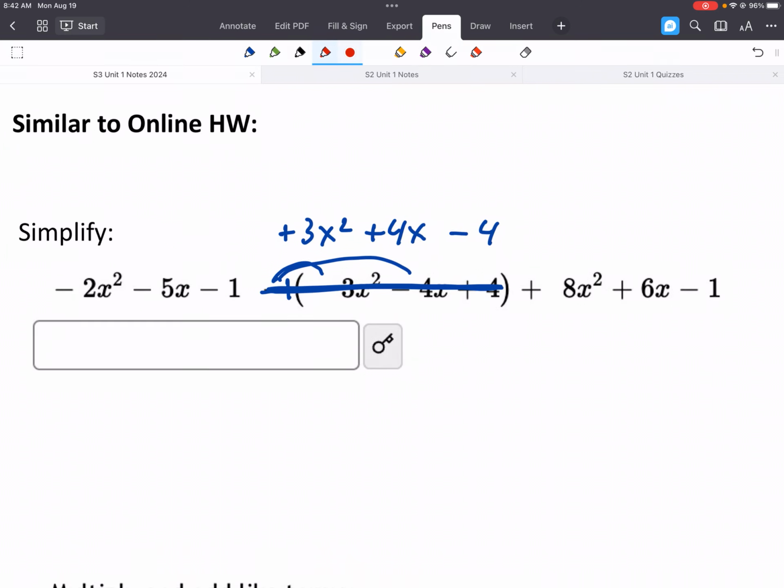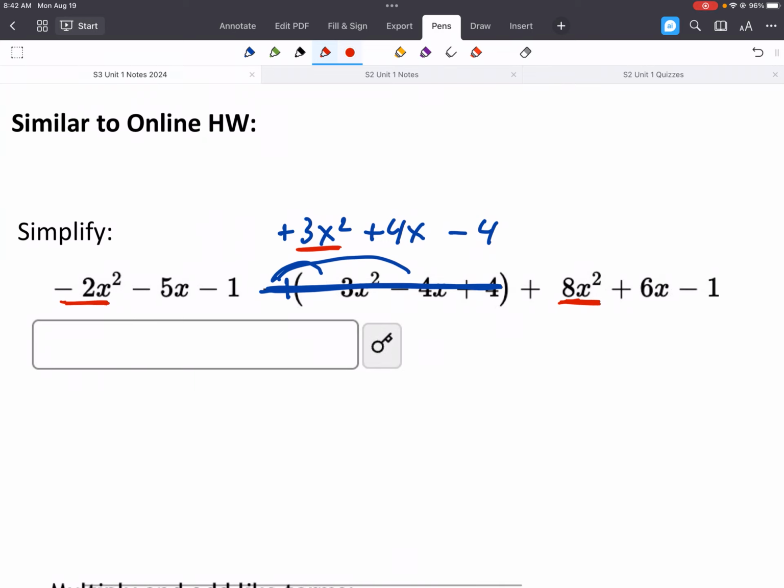Maybe let's start with the highest. So here we've got x squared, here's an x squared, and here's an x squared. And then we're just going to add or subtract those coefficients. So negative 2 plus 3 plus 8. And you could do that in a calculator if you wanted to. It's not too bad. So negative 2 plus 3 would give us 1. And then 1 plus 8 would give us 9. So we'll have, maybe I'll put it in the box, 9x squared. Okay.